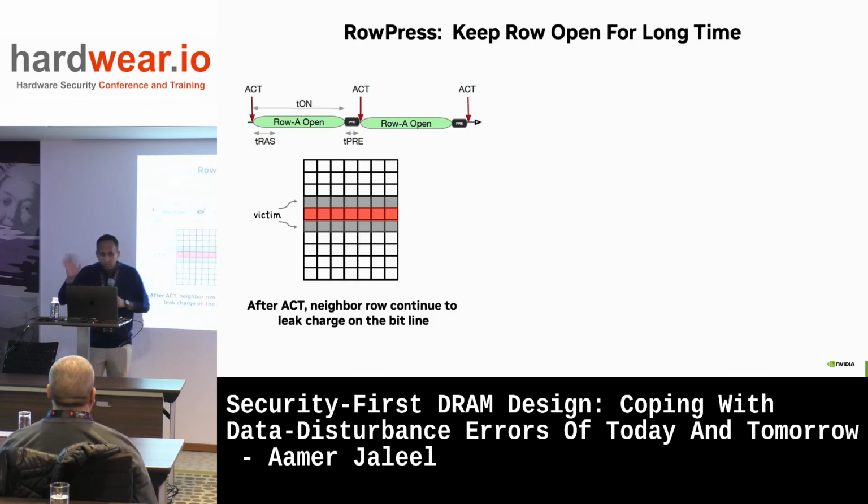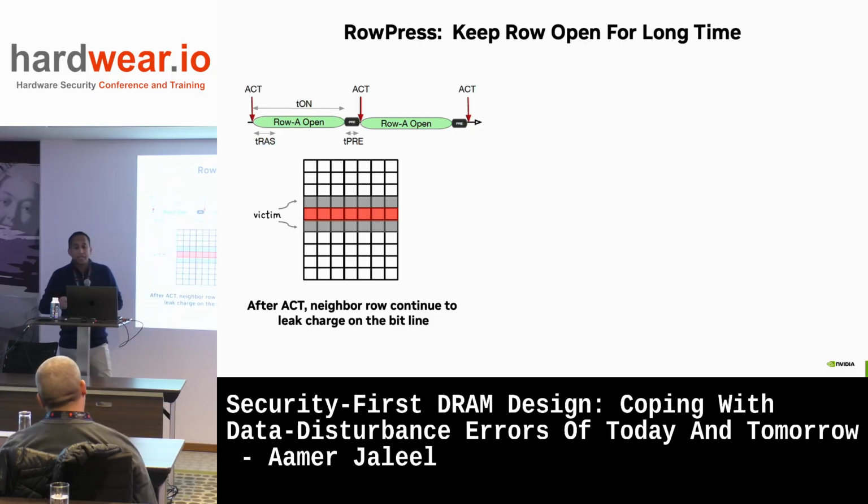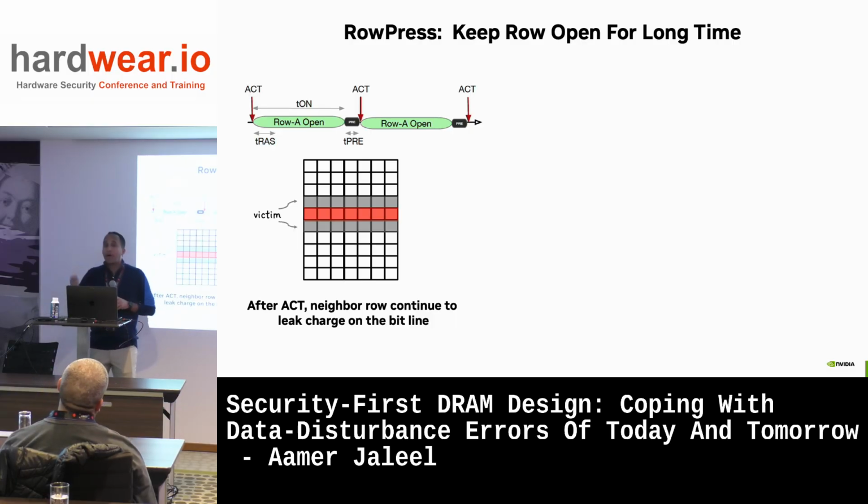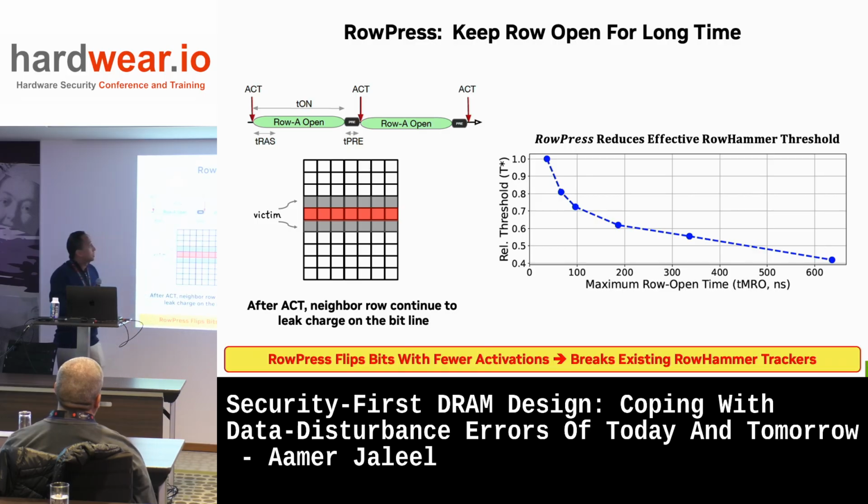Okay, let's switch gears for a minute. Let's talk about RowPress, right? So recall, RowPress incurs bit flips when you keep rows open for a long period of time, okay? The biggest problem with RowPress is that it flips bits with fewer row activations, okay? Which row activation count is what we've been calling the RowHammer threshold. So thus, with RowPress, with fewer activations, the longer you keep a row open, the effective RowHammer threshold actually drops.